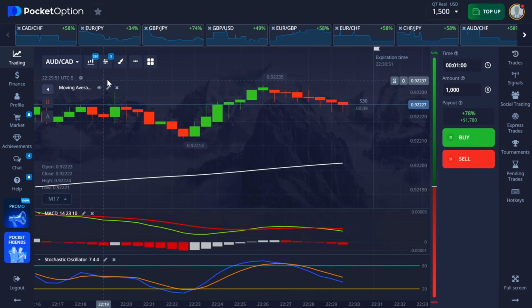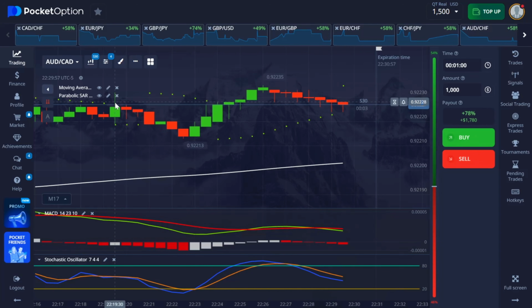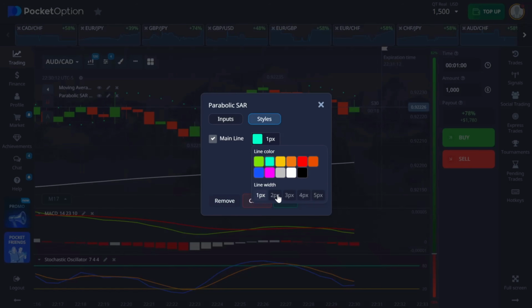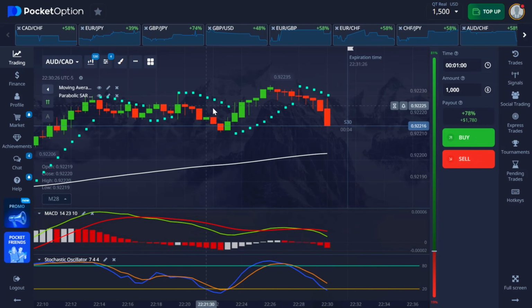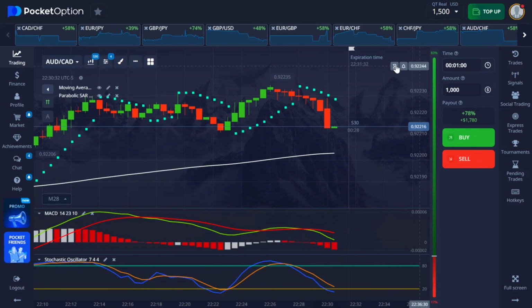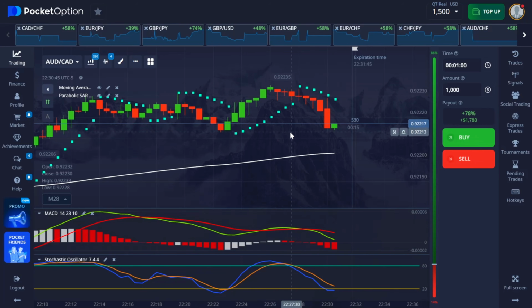For the fourth and final indicator, it will be parabolic SAR. For the settings here, I'm gonna put this to 6 and then this right here to 9. Okay, for the color, I'm gonna change the color also. I'm gonna thicken. Yeah, it's saved. Now for the timer, I'm using 1 minute, right? And I'm using 30 seconds Japanese candlesticks. Okay, so this will be the settings for the indicator and the timer.